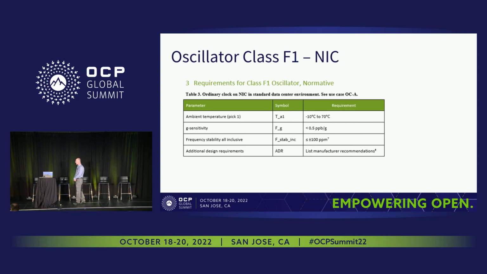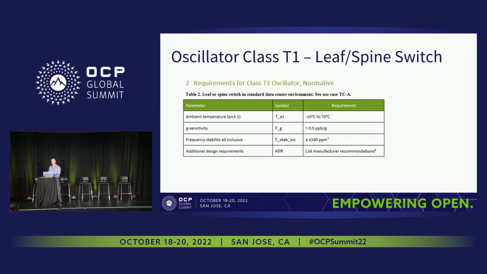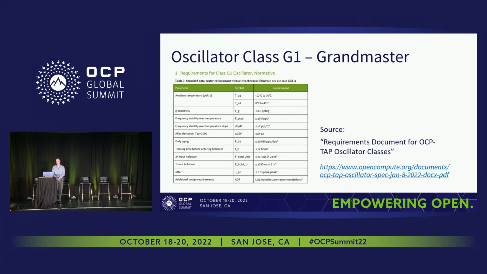Thank you. Question: is there a temperature gradient requirement that you're specifying, or a bound on the ppm per second, for example? That's a good question. Is there a temperature gradient requirement? Today there's not, because when we polled the community, we didn't get a requirement for it. There's an implicit requirement in the Grandmaster. That one actually has holdover, and when you have holdover, the thermal drift is kind of implied in there.